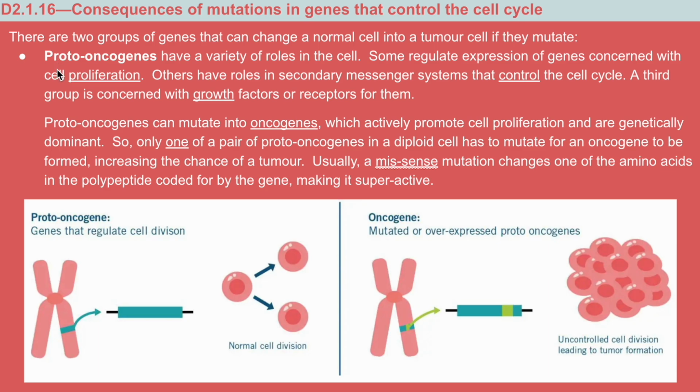There are 2 groups of genes that can change a normal cell into a tumor if it mutates. First up, proto-oncogenes. Know that onco is referring to cancer. The cancer unit at a hospital is called the oncology unit. Some of these regulate expression of genes concerned with cell proliferation. Others have roles in secondary messenger systems that control the cell cycle. And a third group is concerned with growth factors. Now, if these mutate into oncogenes, they can actively promote cell proliferation. They're also genetically dominant, so only one of a pair of proto-oncogenes has to mutate for that oncogene to be formed, which then increases the chance of a tumor.